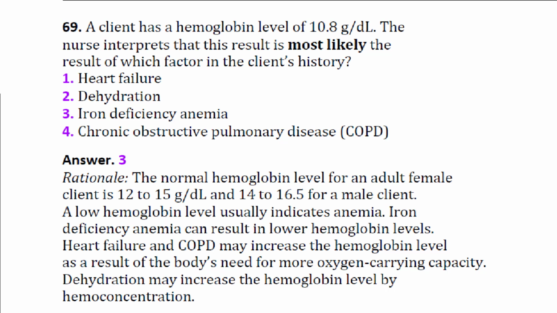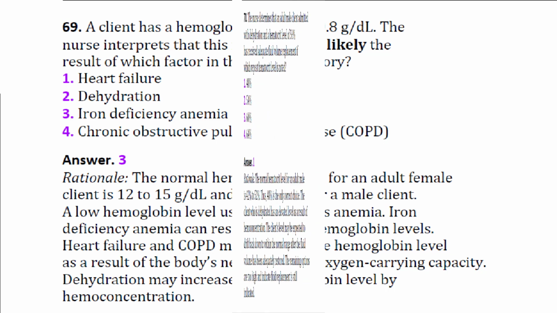Answer: 3. Rationale: the normal hemoglobin level for an adult female client is 12 to 15 grams/dL and 14 to 16.5 for a male client. A low hemoglobin level usually indicates anemia. Iron deficiency anemia can result in lower hemoglobin levels. Heart failure and COPD may increase the hemoglobin level as a result of the body's need for more oxygen carrying capacity. Dehydration may increase the hemoglobin level by hemoconcentration.